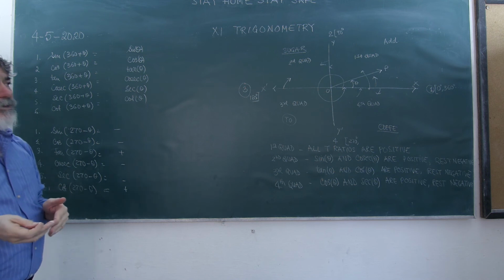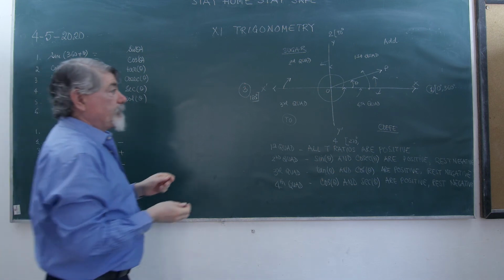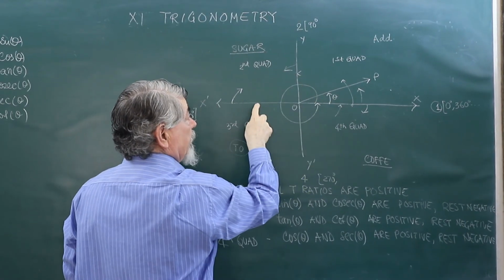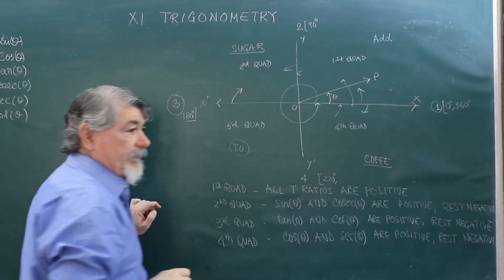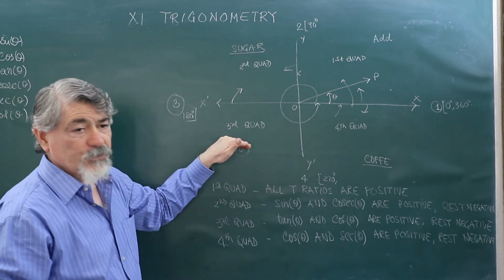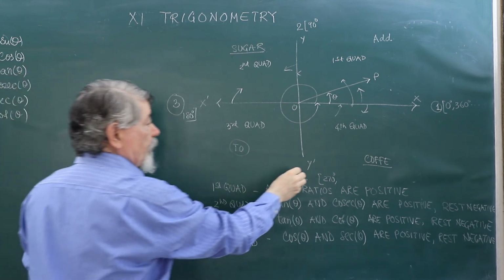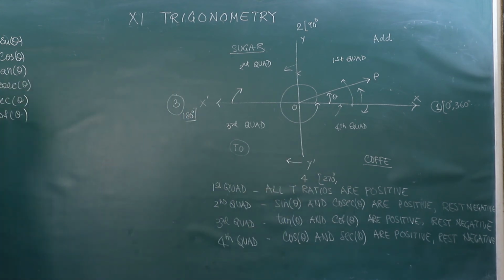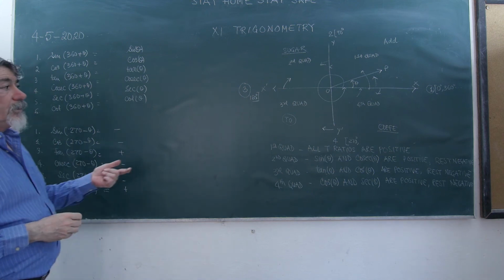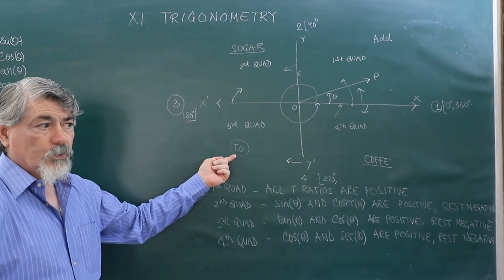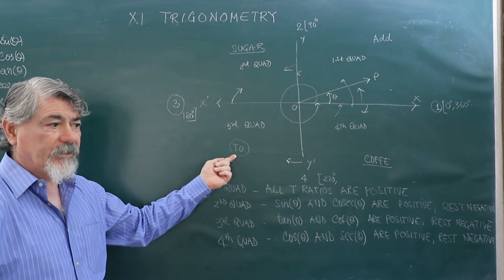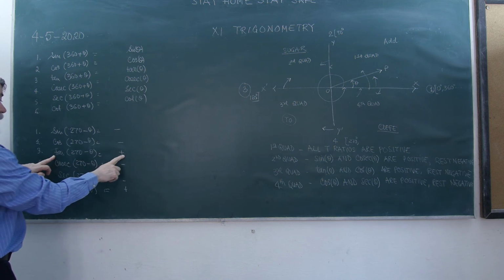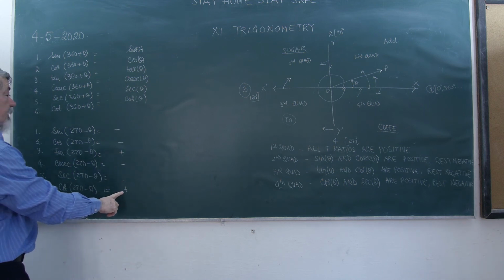Now when we talk of 270 minus theta, 270 will fall here. It is 0, it is 90, 180, 270. 270 minus theta means it will come into third quadrant. 270 will fall here and you subtract an angle, so you come into the third quadrant. So third quadrant means tan and cot are positive, the rest are negative. Tan is positive, and cot is positive. The rest are negative.